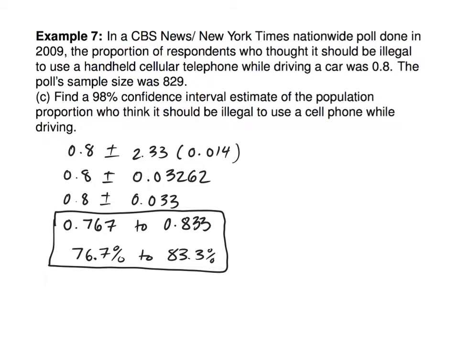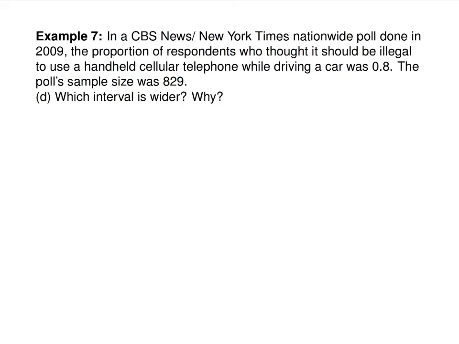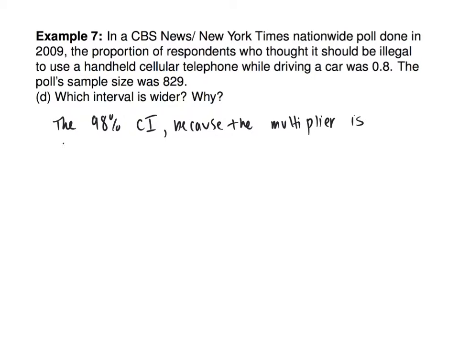Was that interval wider or narrower than part B? It's wider. Right? Does that make sense? And the thing that made it wider was the confidence level, which in turn makes the multiplier bigger, right? So the interval is wider in the 98% CI because the multiplier is bigger.